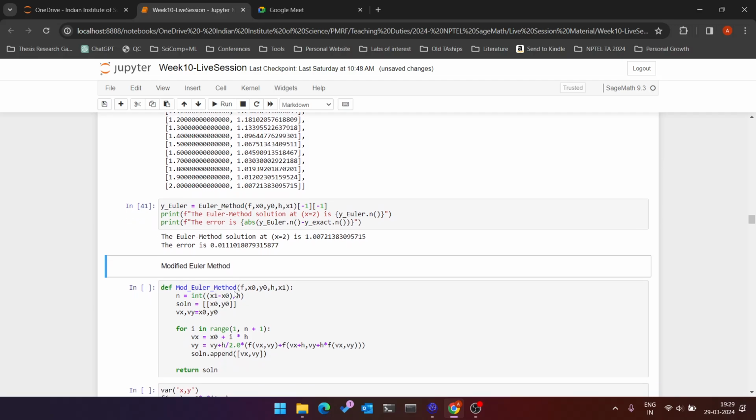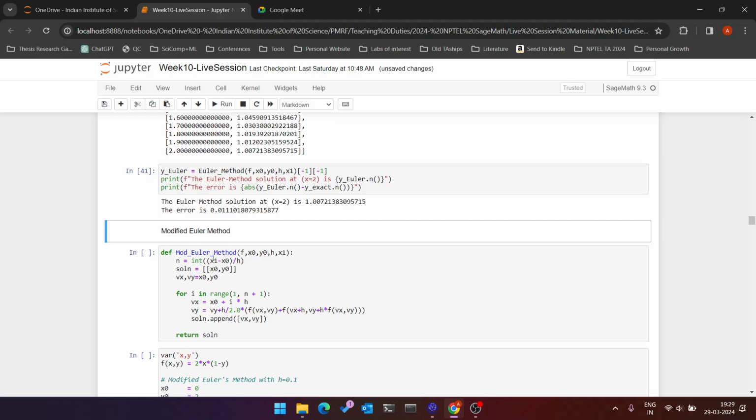Next, we'll be using the modified Euler method. In the modified Euler method, we have the function f, x0, y0 as my initial condition, again h as my step size, and x1 as my final point where I want to evaluate y of x. Next, again the same function, except for the way your new y value is calculated.